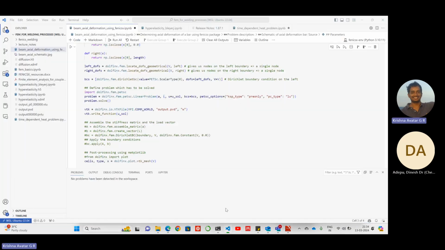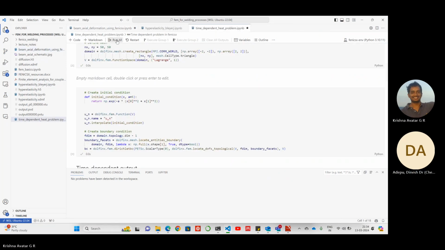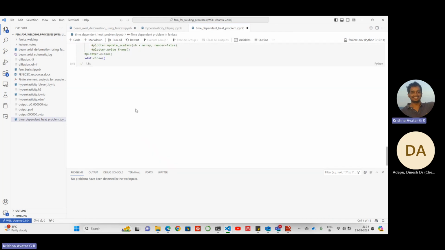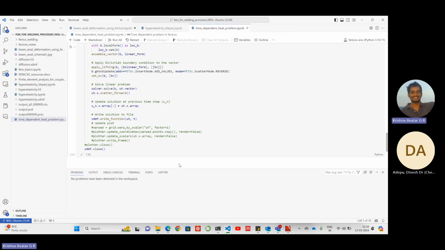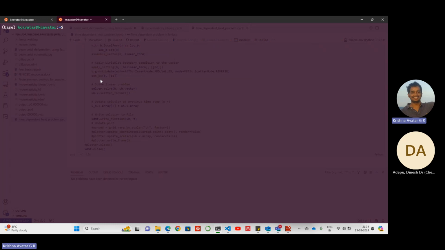Now what I'll do is run it here. Let's run this thing. Okay, run all. It's able to run very nicely. Save it. And then let me also start one ParaView.